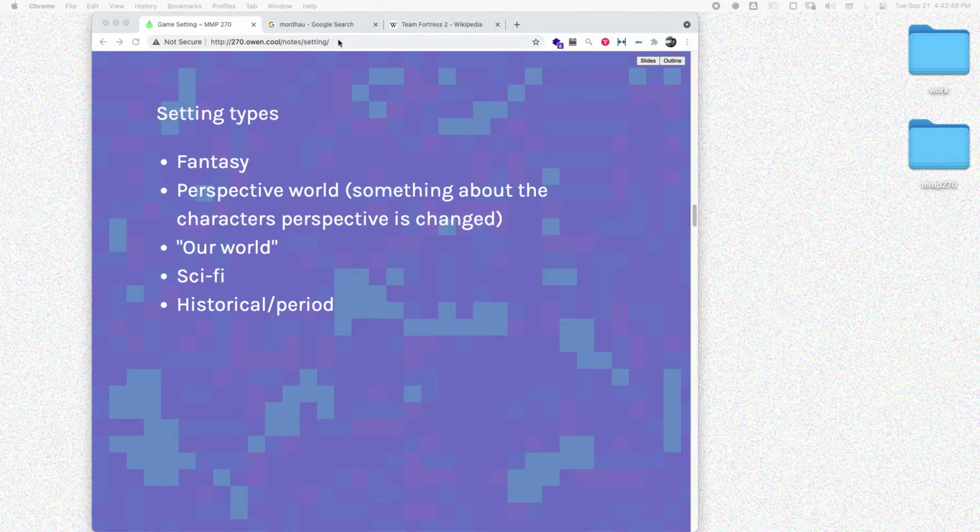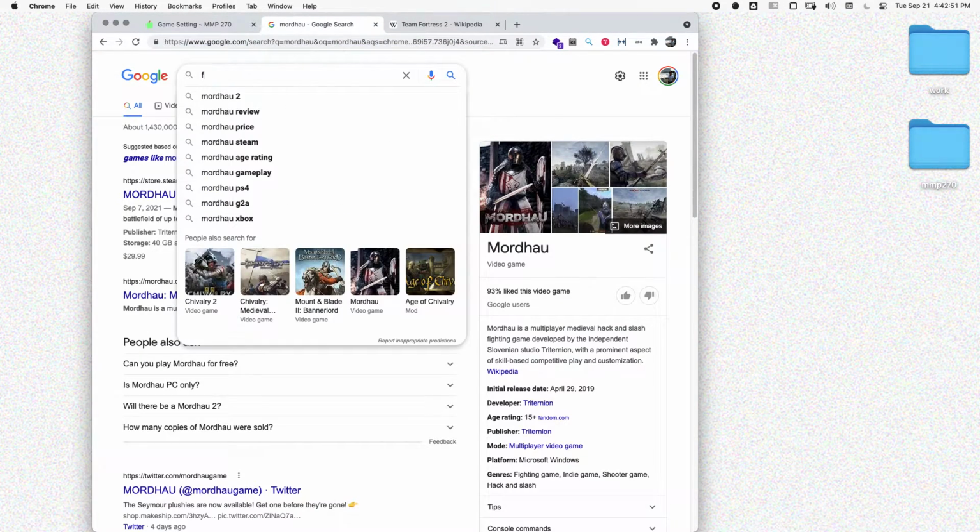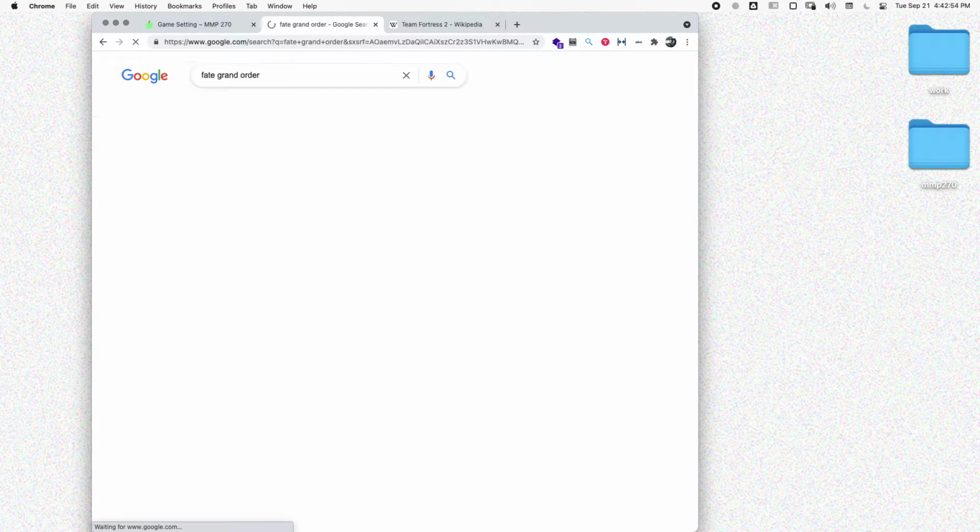Fate Grand Order, that's another one I have to look up. Mobile game.